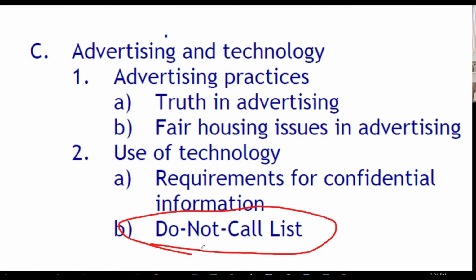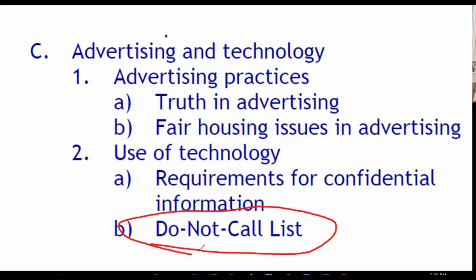So 18 months is from settlement. So if you have a buyer, seller, landlord, or tenant, and you did a transaction, you got to settlement, and they are on the do not call list, you're able to connect with them for 18 months. After the transaction is over, we can for 18 months. You're okay to talk to them.